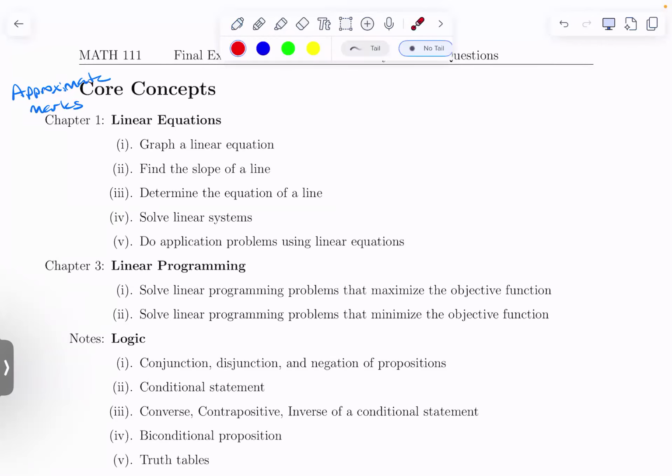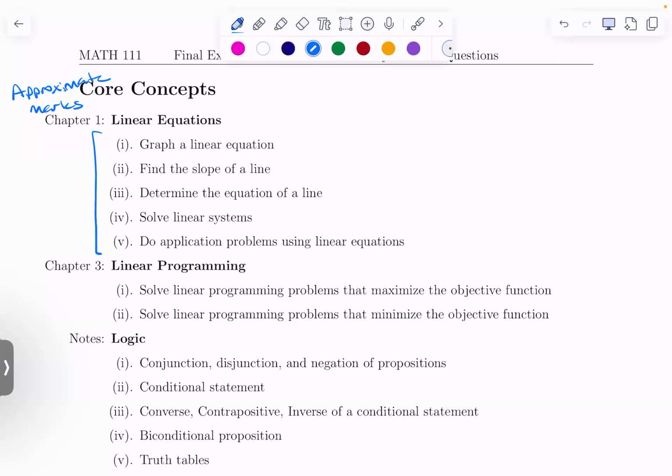So, linear equations, where we learned how to graph a linear equation, which we then used in chapter 3 as well for our linear programming, right? We graphed linear equations, we found the slope of a line, and then we used the slope to find the equation of a line. We solved linear systems, right? If we have two lines, where do they intersect? And then, of course, application problems using linear equations. Those were those word problems where you had to create lines.